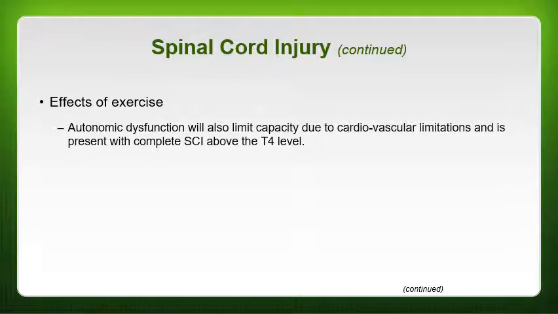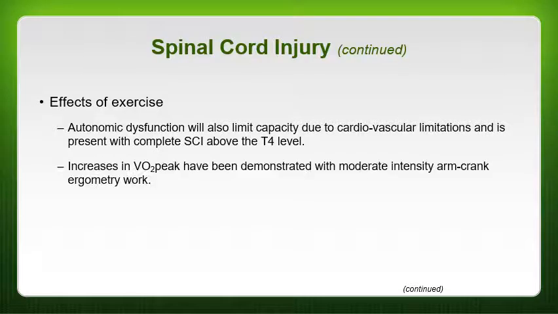If you look at the effects of exercise, autonomic dysfunction will limit the capacity due to cardiovascular limitations and is present with complete spinal cord injury above the T4 level. So above the T4 level, your functional capacity is going to be severely limited because of autonomic dysfunction related to your cardiovascular functions. You want to be aware of this so you know your different levels. This is also where competitive wheelchair athletes will sometimes try to induce autonomic dysreflexia, which is a very dangerous practice you want to keep an eye out for.